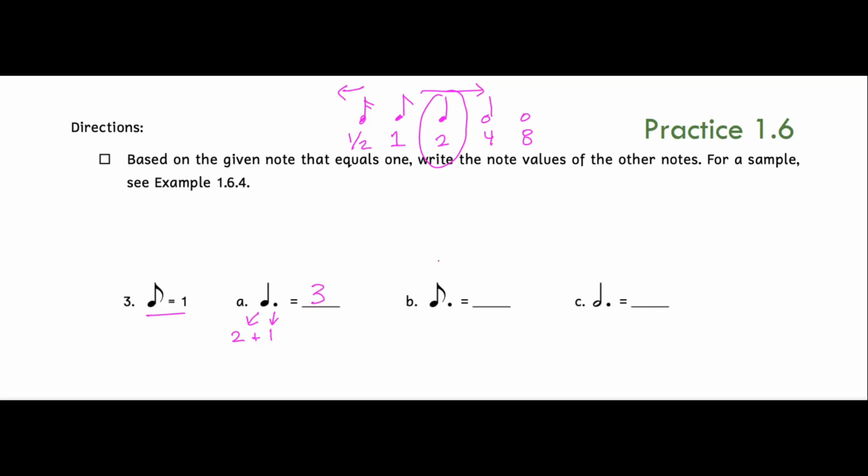Now an eighth note is going to be worth 1. And half of 1 is half. So 1 plus half is 1 1/2. And the last one is a dotted half note. So we see here that the half note is worth 4. Now we need to add half of 4. So we're going to add 2. So 4 plus 2 is 6.